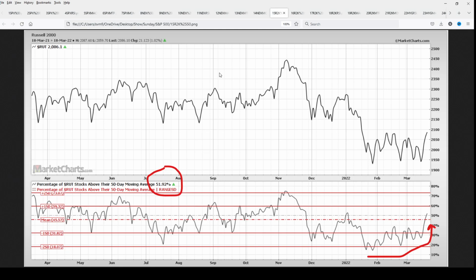Let's go on to the Russell 2000, small caps. Remember, if the small caps aren't leading, well, then the large caps will fall. But if they're starting to show signs of strength, then you've got some hope that maybe the large caps will just pull back a little bit and then follow small caps higher.